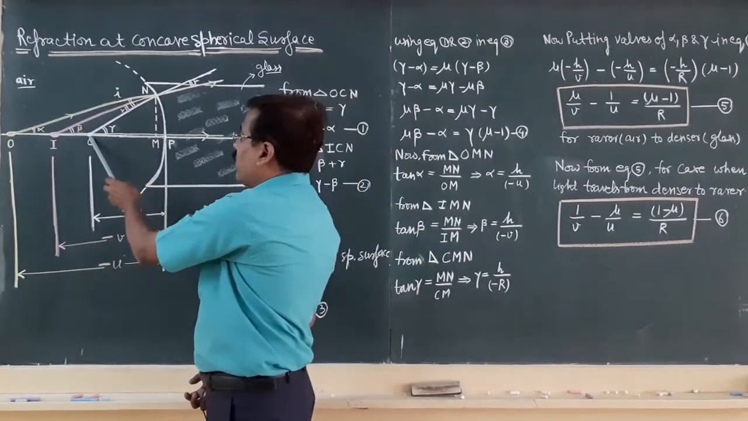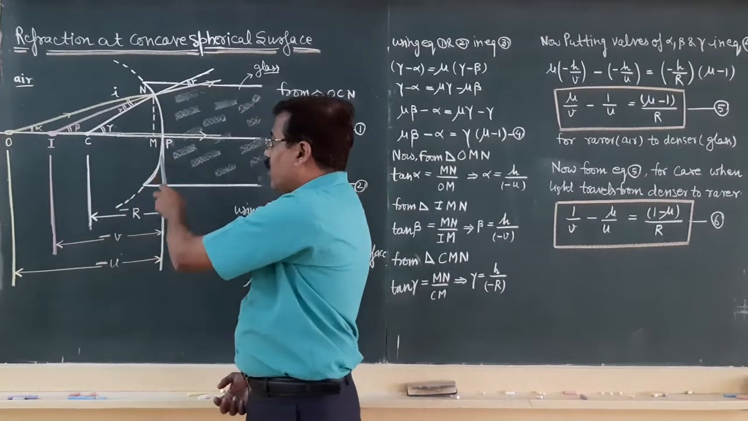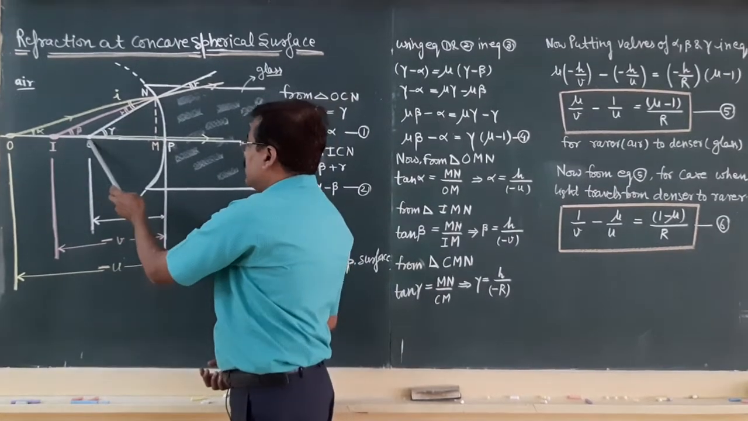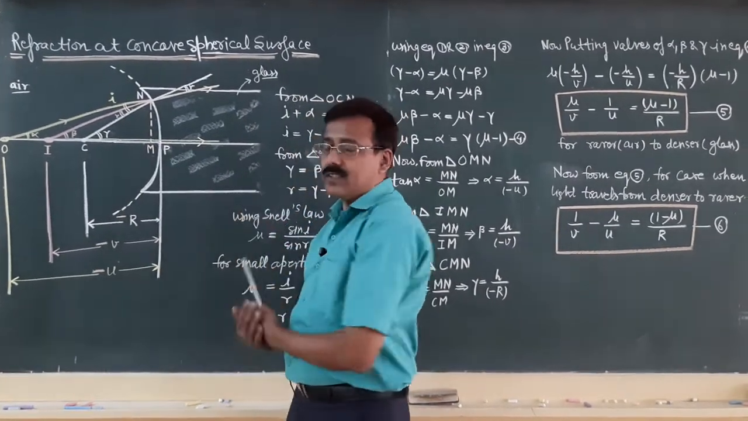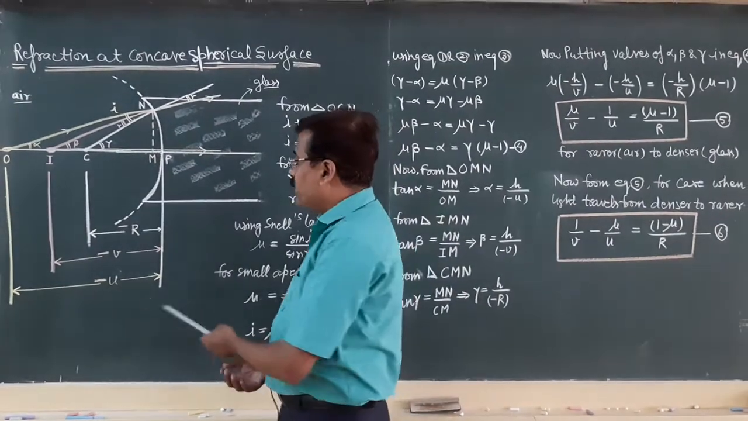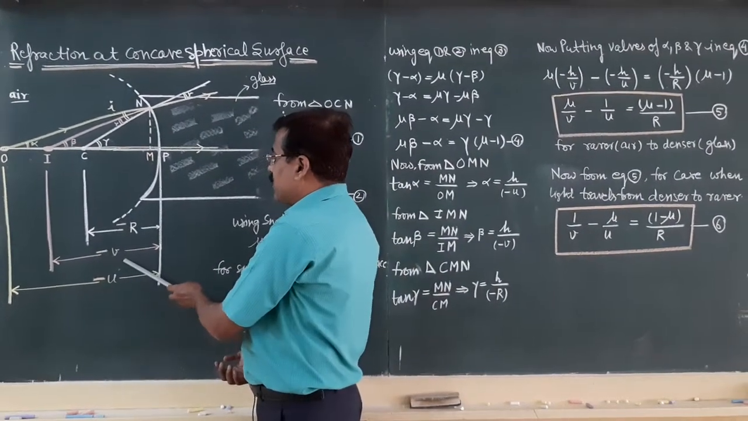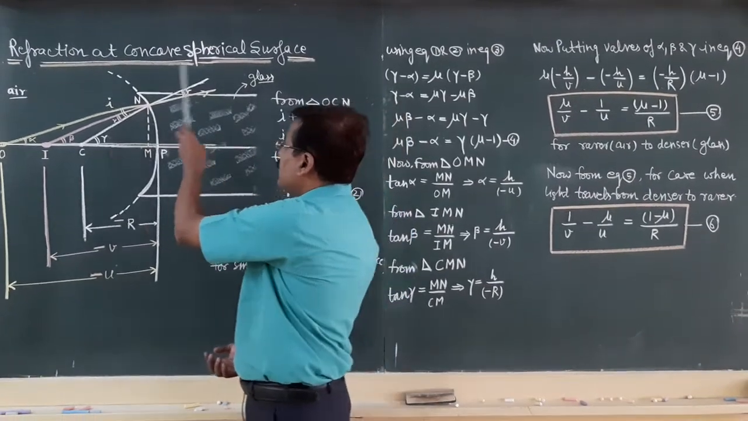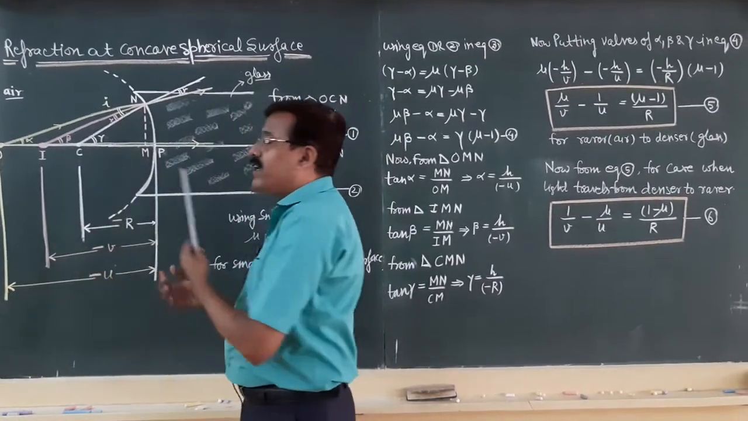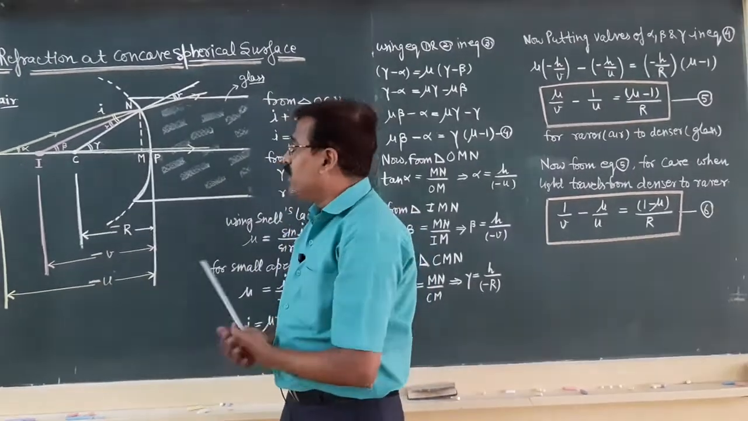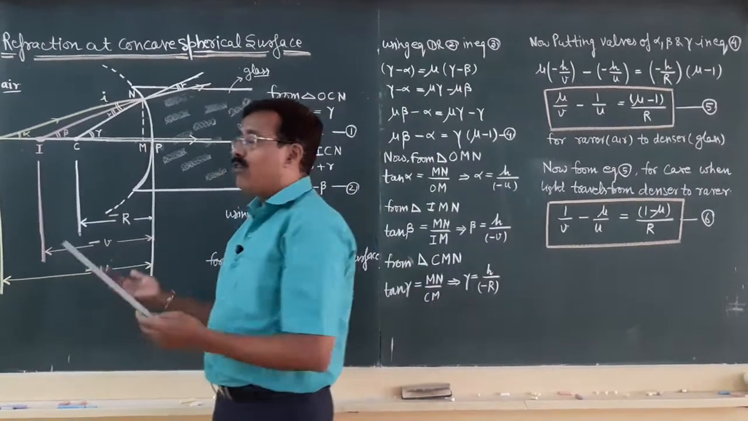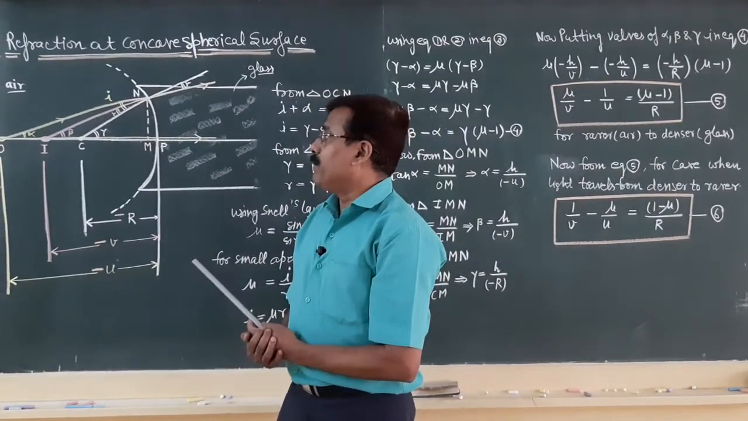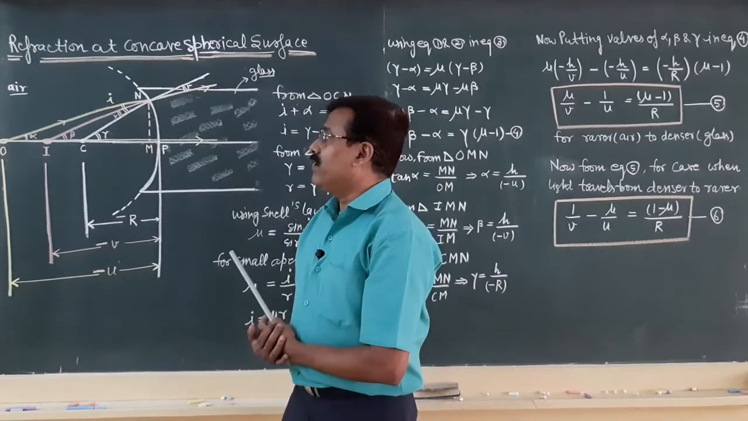This is the center of curvature of this concave spherical surface, and this line which joins C and P is the principal axis. So, for relation between object distance, image distance, radius of curvature and refractive index of glass with respect to air, there are certain assumptions. We will use the point object, and for point object we have the point image. Now, see how the image is formed for a point object.